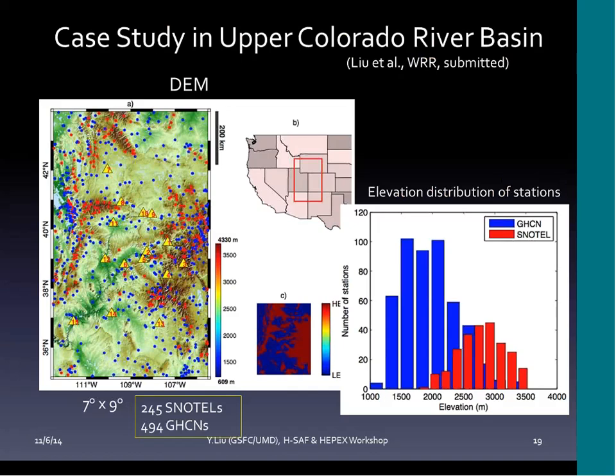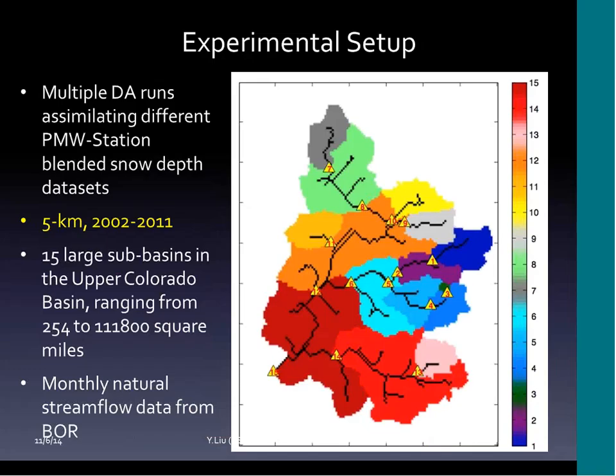Here is a case study looking at the Upper Colorado River Basin. We have lots of stations here that we can use for patch correction. There are primarily two kinds of stations: the GHCN, which is the Global Historical Climatology Network, and they are mostly located in low elevation areas. And then there's the SNOTEL network in the US that's primarily at high elevations. So it's good that we have stations from both high and low elevations for the patch correction.